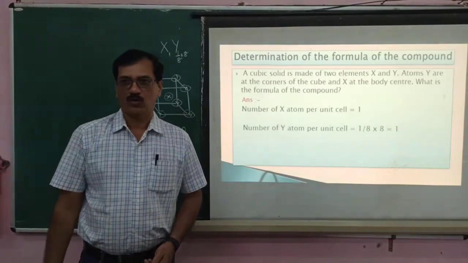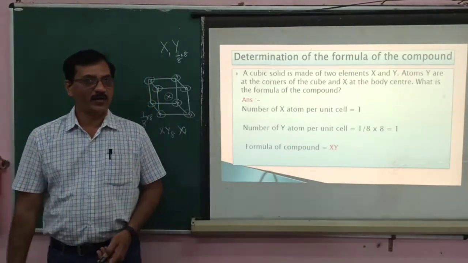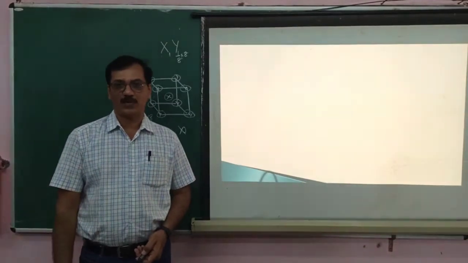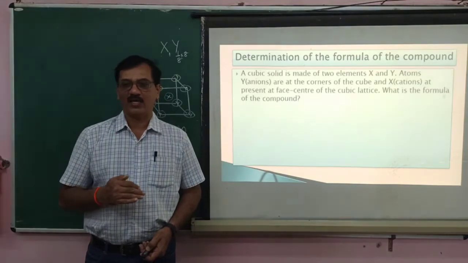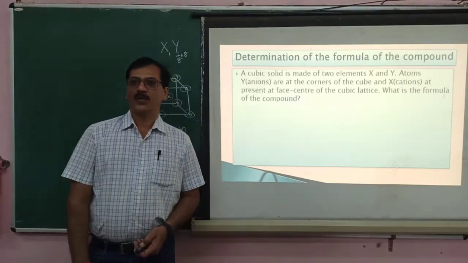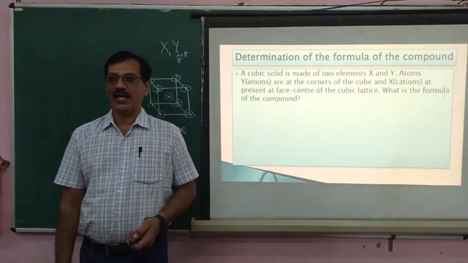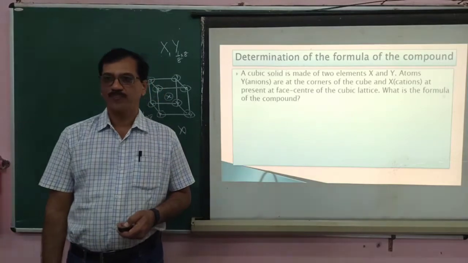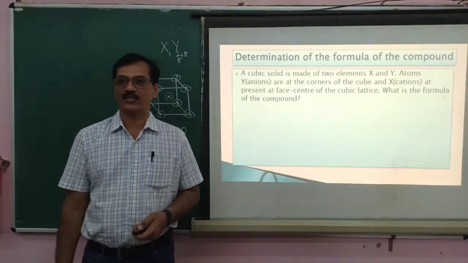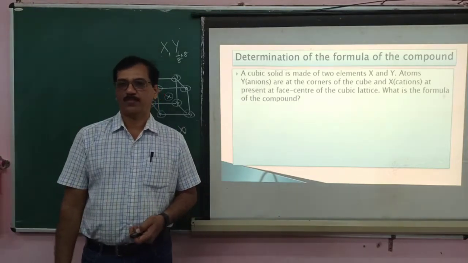Formula of that compound. Based on the arrangement and the placement, you are able to determine the formula of the compound. So for that, you should have the correct idea about how they are arranged. A cubic solid is made up of two elements X and Y. Atoms Y, anions, are at the corners of the cube and X atoms are present at the face center of the cube. What is the formula of the compound?